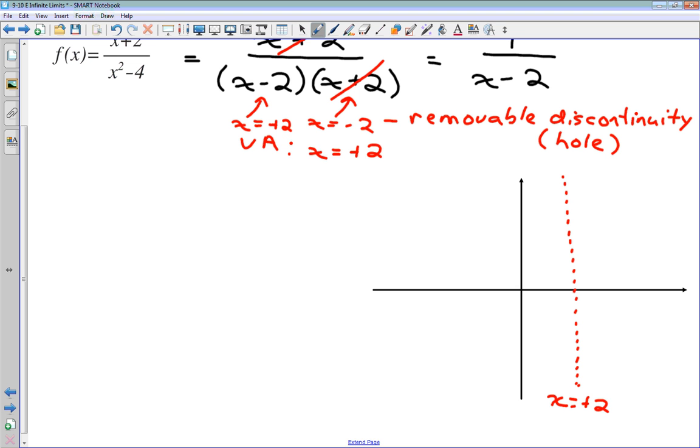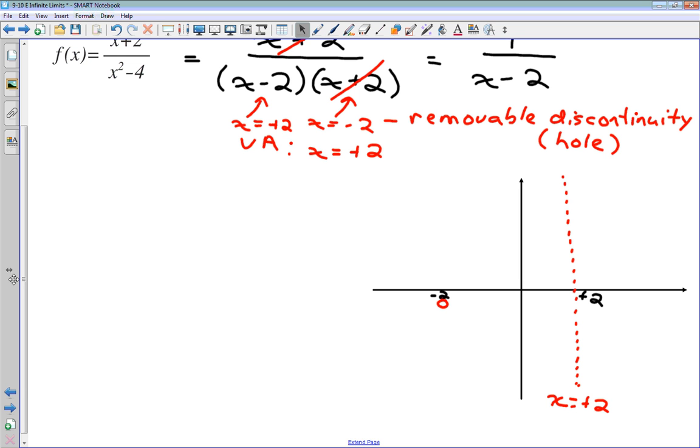Now, before we sketch the graph of this function, we should also mention, how would we graph this removable discontinuity? Well, we would go to the point where our function would be at x equals negative 2. This is positive 2, this is negative 2. Wherever our function lies on there, we're just going to have an open circle telling us that the function is undefined there. And that's our hole in the graph, our removable discontinuity.